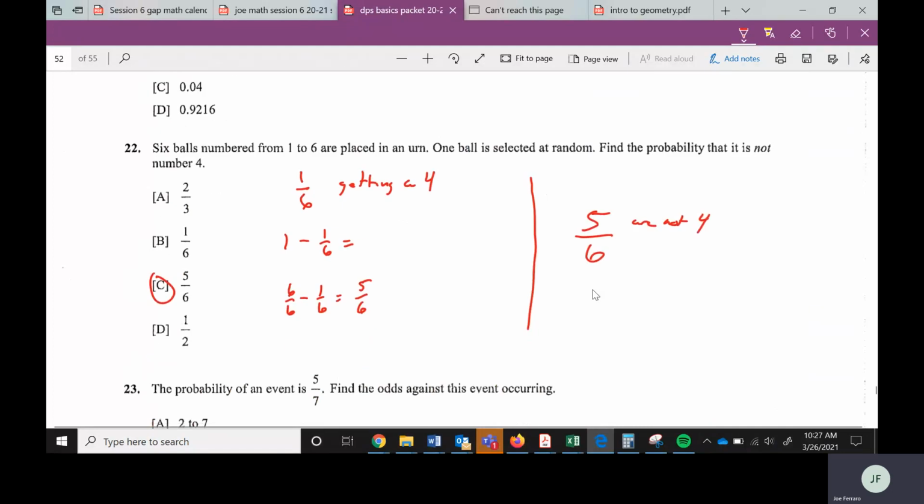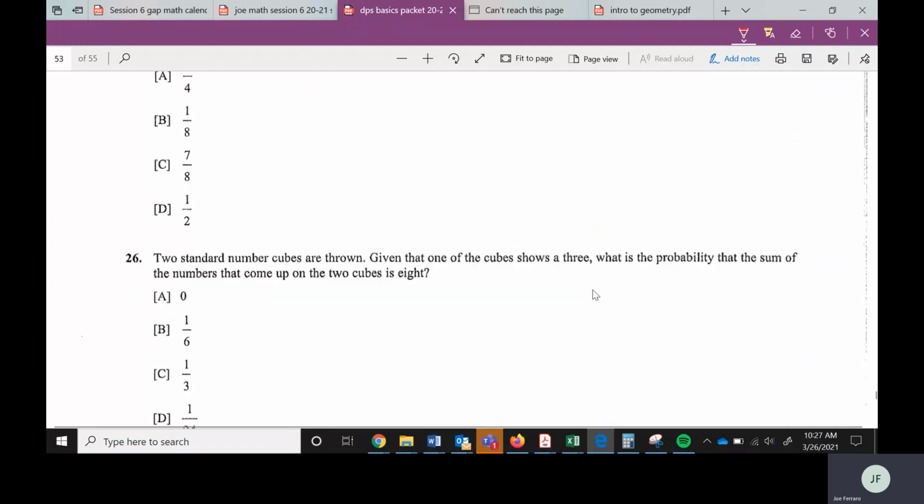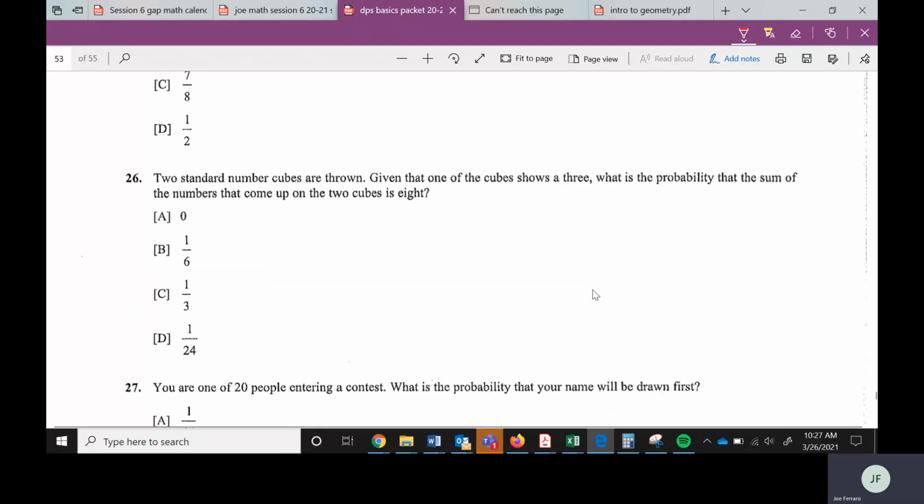Number 26, number 14, you have other problems that are like that. It says 2 standard number cubes are thrown. Given that one of the cubes shows a 3, what's the probability that the sum of the numbers that come up on the 2 cubes is an 8?